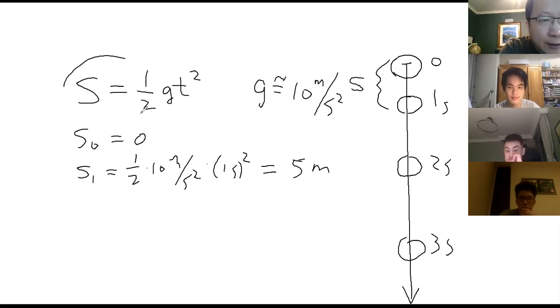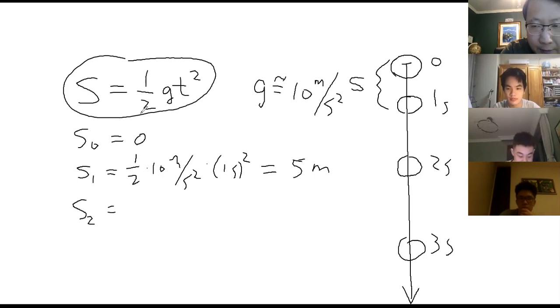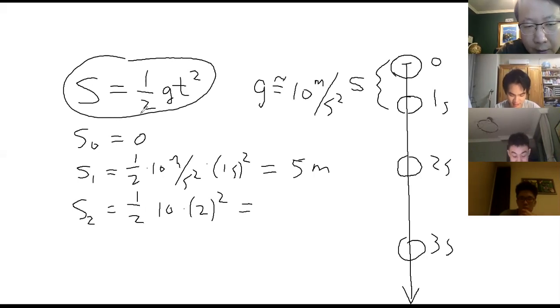So if you don't understand this formula, don't worry about it. Later on we'll come back. I just want to use this one for now. So then, what is S2, after 2 seconds? You can use the same formula, 1/2 times 10. Let me omit the units because I already know the units are consistent. So that is 2 squared, right? That comes to 20 meters, okay? If you do this, S3 will be 45 meters.